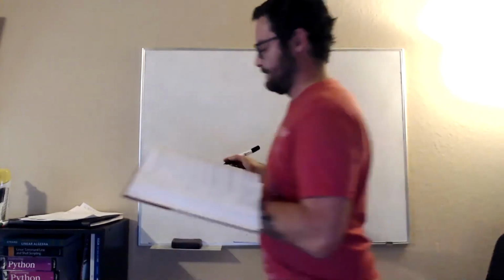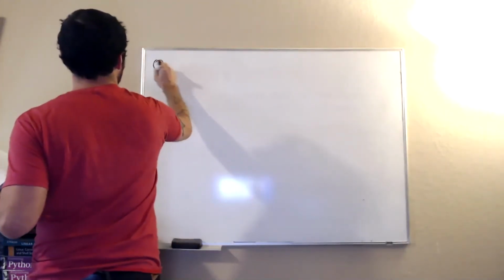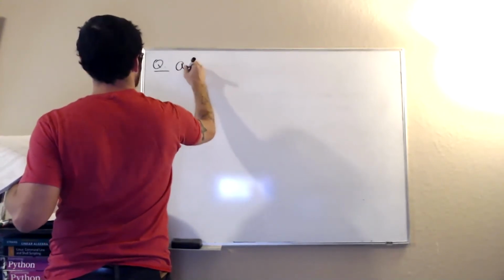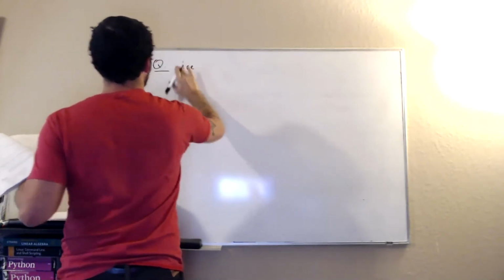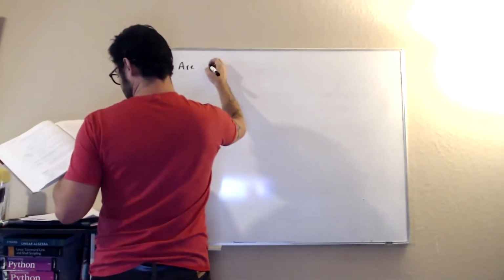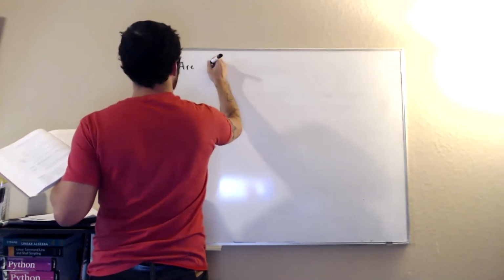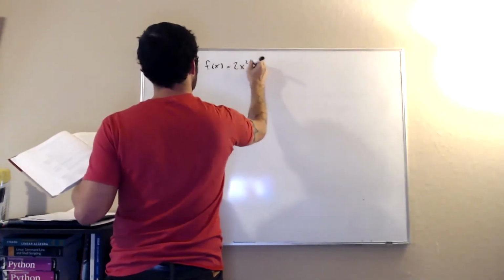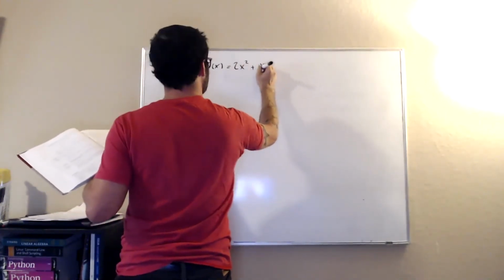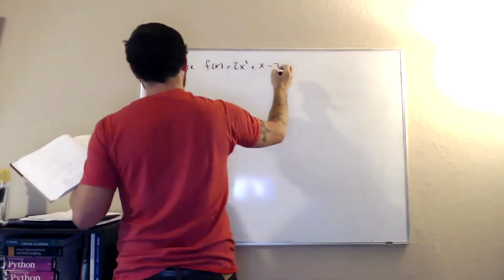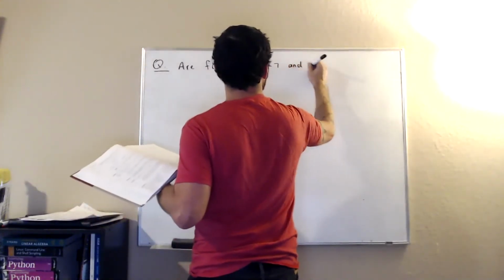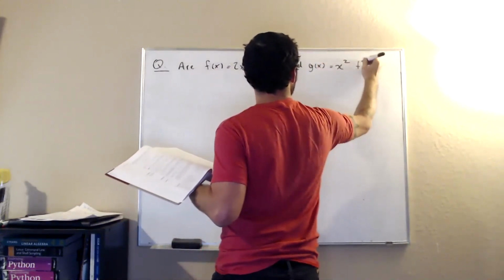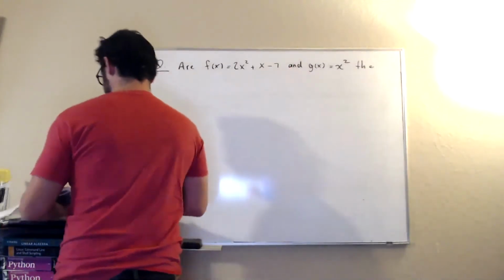Okay, so question: let's say f of x equals 2x squared plus x minus 7, and g of x equals x squared. Are they the same order?